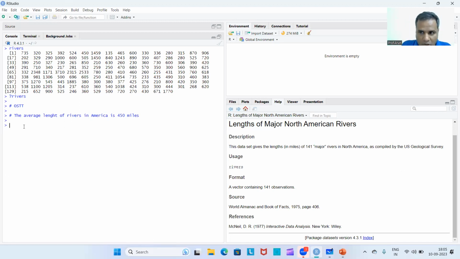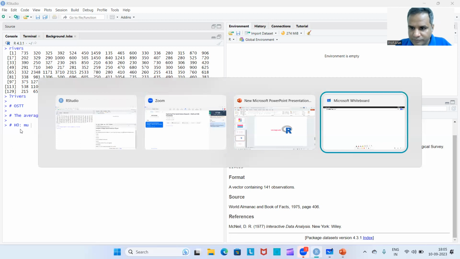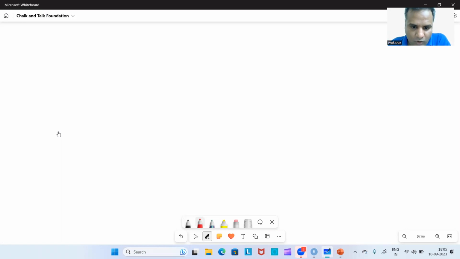Now see, remember that whenever you are testing a hypothesis, there are two things. First is the null hypothesis. Null hypothesis is denoted by H naught. So what will be my H naught? See, H naught is mu. You know mu? There is a symbol. Okay, let me put it this way. Let me use my Microsoft whiteboard. Population mean, sir. Yeah, population mean, you're correct. Now all of you just pay attention. So somebody is claiming that, okay, so what is my null hypothesis? Null hypothesis is that mu is equal to 450.